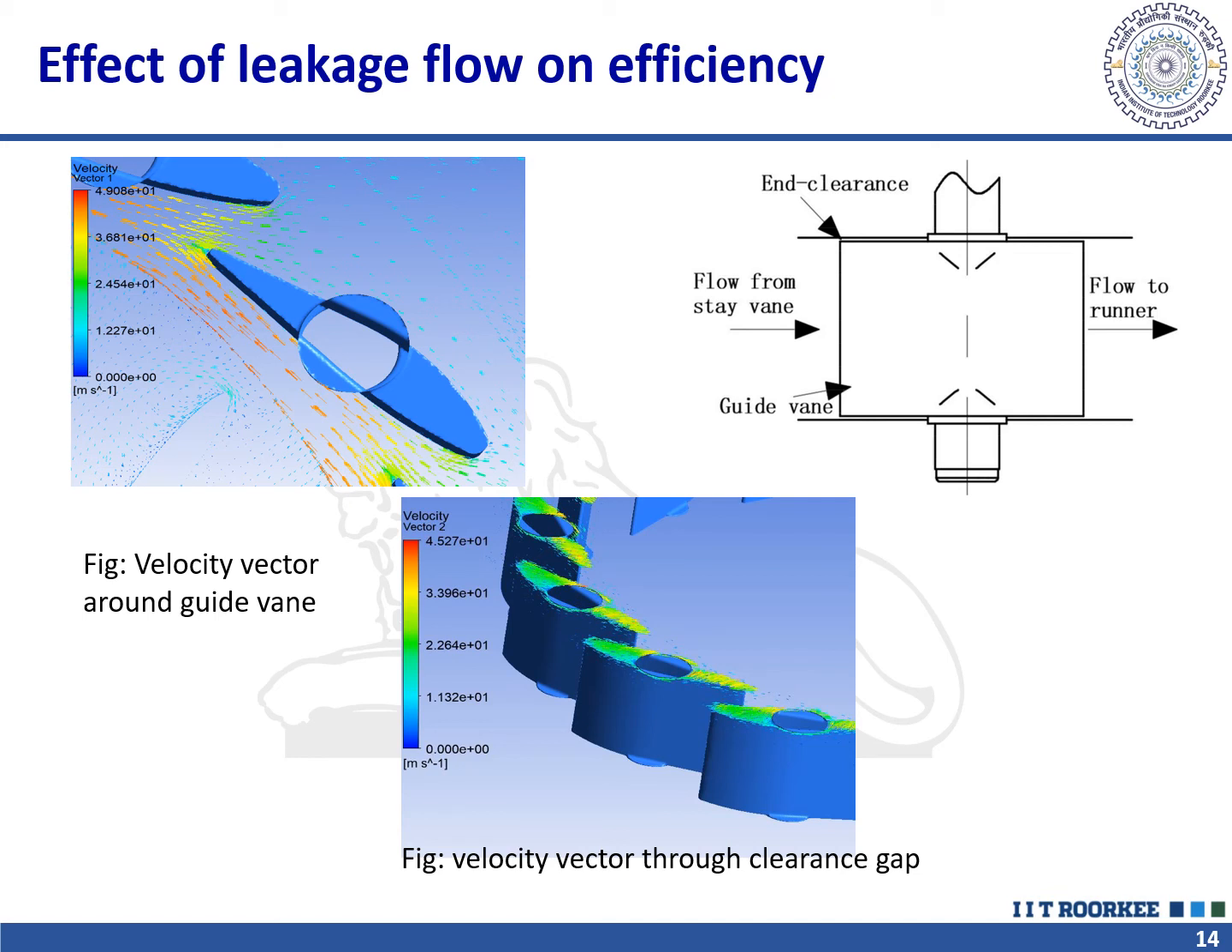From the velocity vector around the guide vane, the flow velocity is higher at the trailing edge than the leading edge. This isolated flow mixes with the main flow entering toward the runner, which causes more disturbance to the runner inlet.